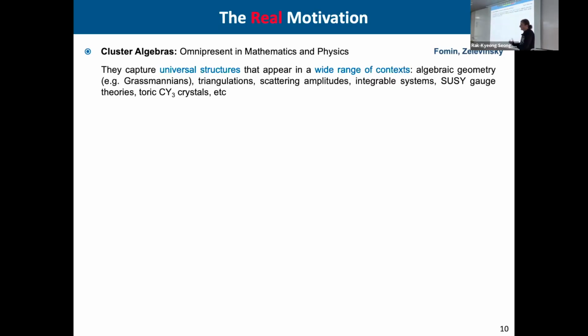And for a simple person like me that comes from physics, I guess that the reason why they are everywhere is because they capture some universal structure that appears in many places. So they appear in algebraic geometry, like the Grassmannian. They appear if you think about triangulations of surfaces. They appear in scattering amplitudes more recently, integrable systems, SUSY gauge theories, the crystals for Calabi-Yau threefolds, and so on. Okay. So there's something universal about these things, and that's why it's so interesting, because it's an idea that applies in many places. That, to me, is why they are interesting.